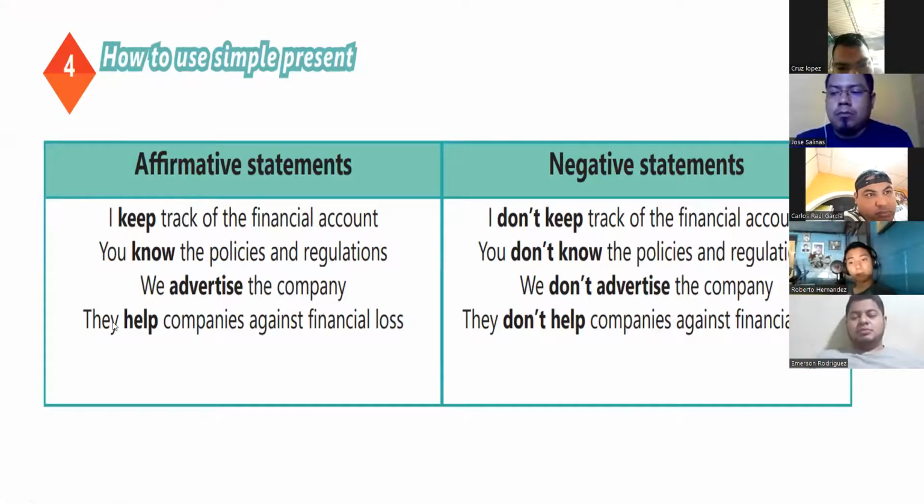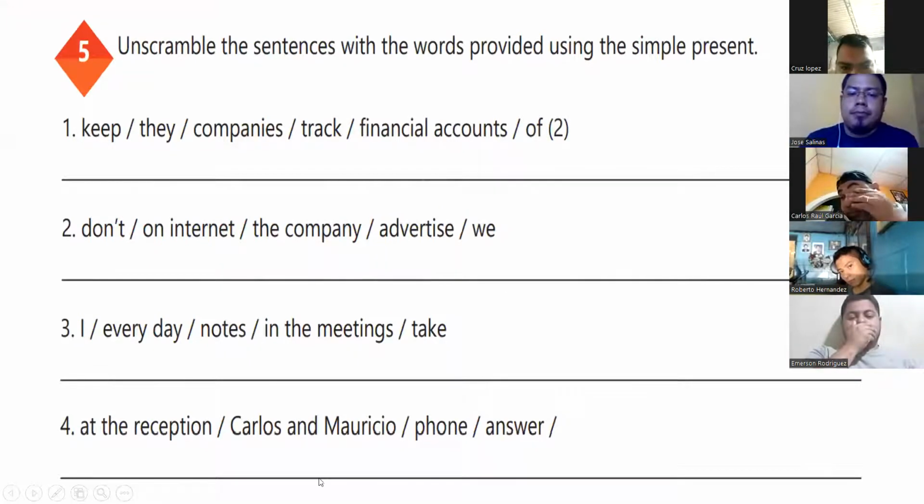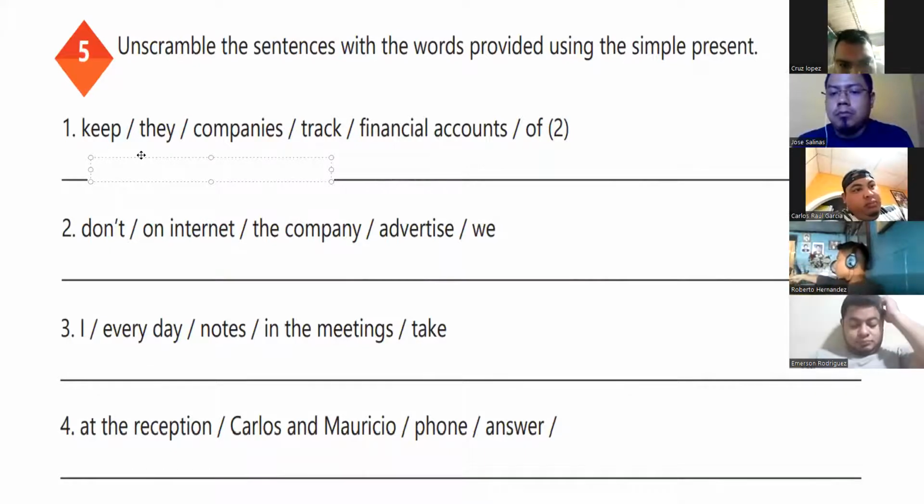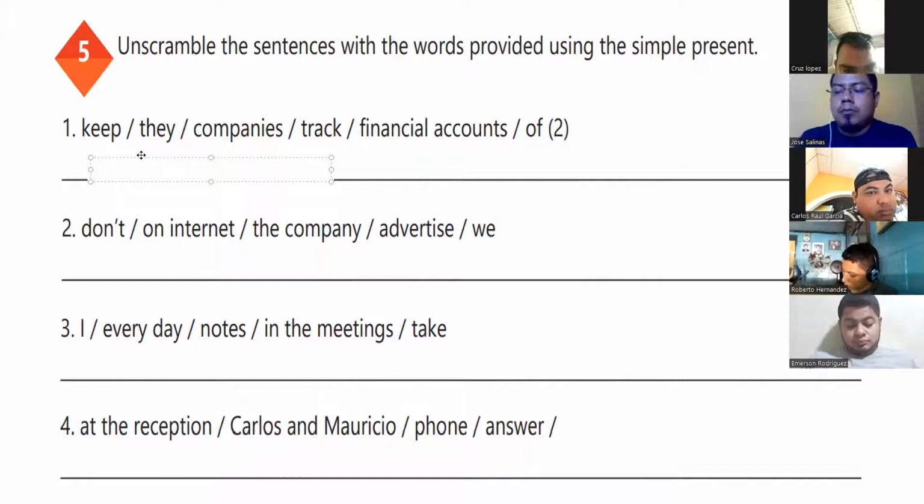Okay, these are some examples, right? Now let's practice with this. What you need to do is pretty much organize the sentence. Tienen que ordenar la oración. For example, what is the subject? Keep the company's track financial accounts of. What is the subject? Companies. They. Okay. What, they or companies? They. Okay.